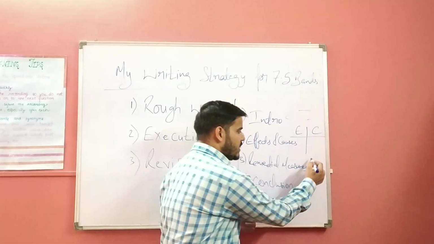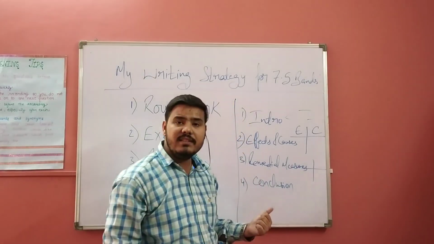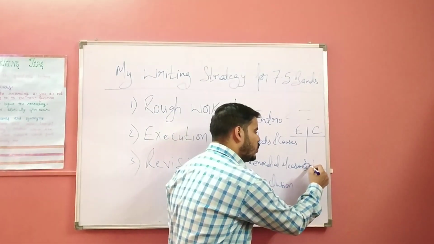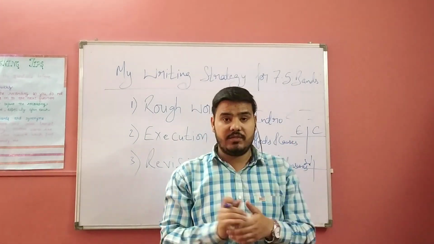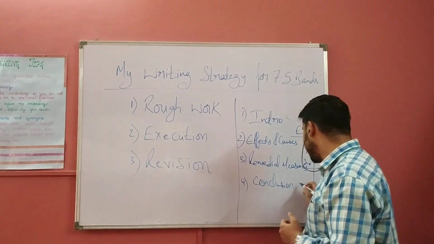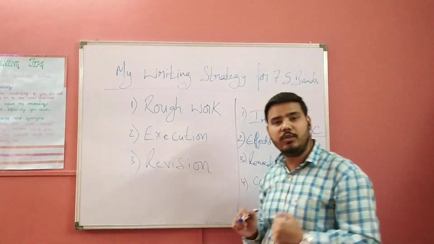Similarly, the next table which you have to make is remedial measures. What are the solutions you are offering for those causes or those effects which have been generated? And last comes the conclusion, what you're going to write in the conclusion.